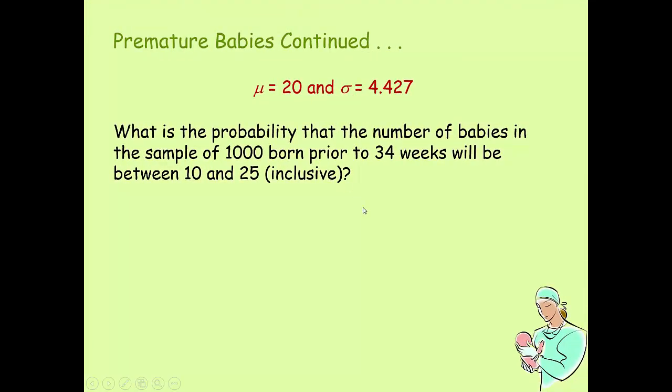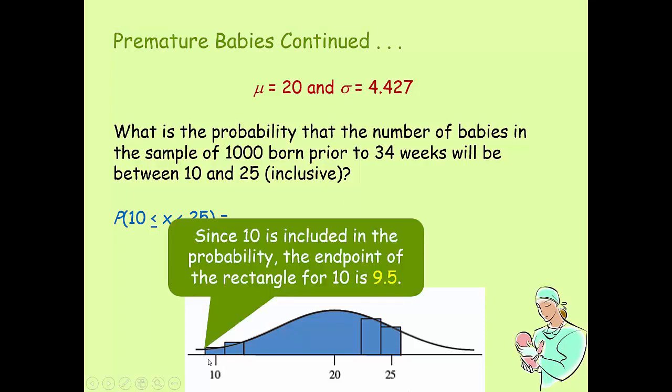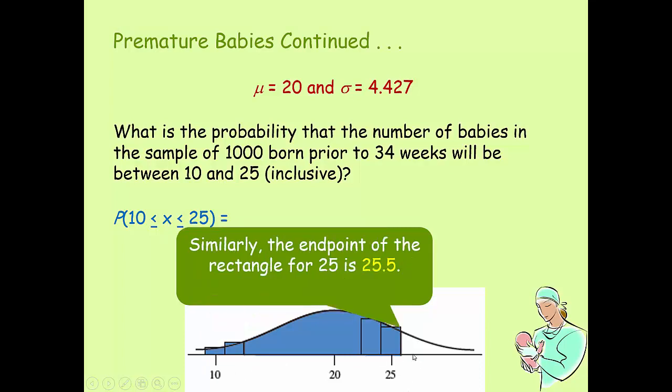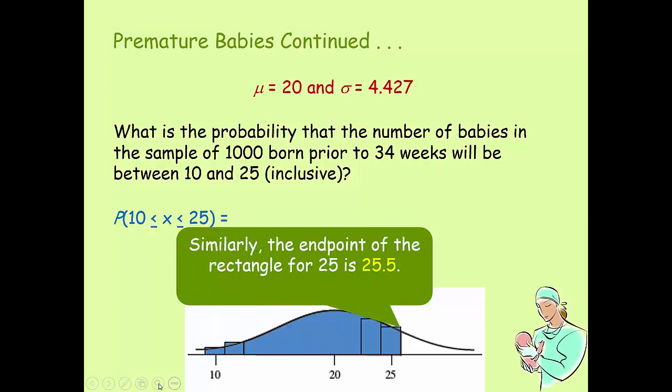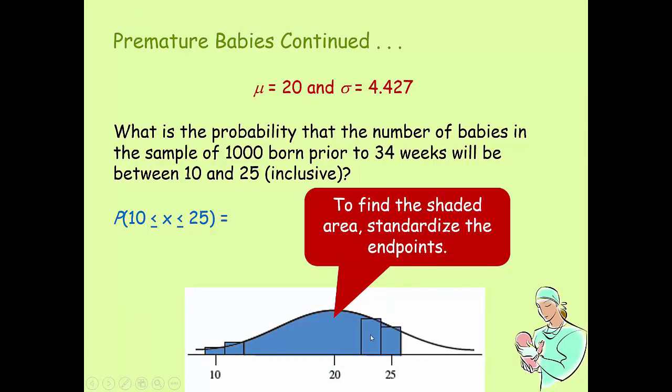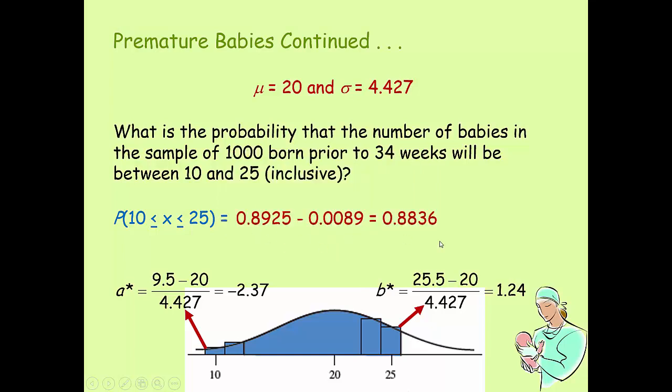So let's look at the probability that the number of babies in the sample of 1,000 born prior to 34 weeks will be between 10 and 25 inclusive. So including those values, notice I went a little bit below and a little bit above. And so that gives me my 9.5 and my 25.5. I can now standardize this using my 9.5 minus my mean over the standard deviation, and my 25.5 minus the mean over my standard deviation, and I can look these probabilities up in my table, and I can get my actual probability.